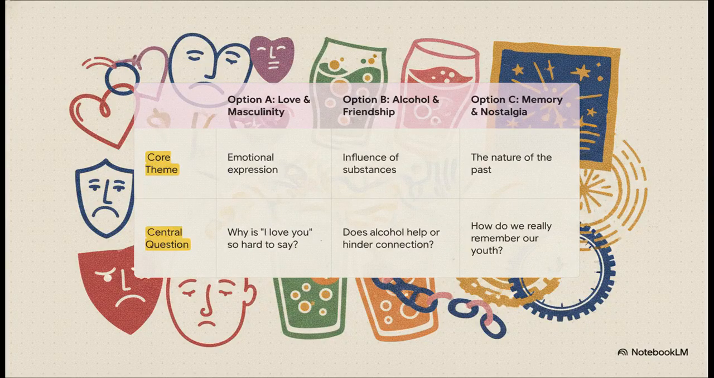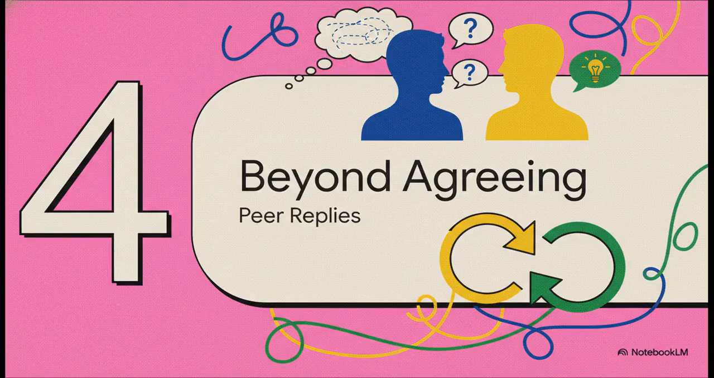This table just lays it all out perfectly. You've got your 3 options, love and masculinity, alcohol and friendship, memory and nostalgia. And for each one, there's a core theme and a central question. It's a fantastic illustration of how you can approach the very same story from 3 completely different but equally valid angles. Okay, let's talk about section 4, beyond agreeing.